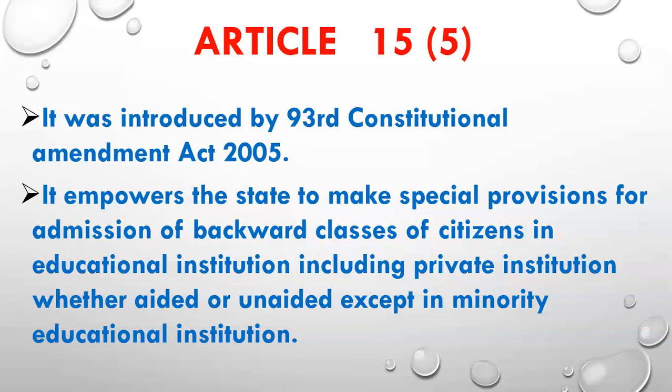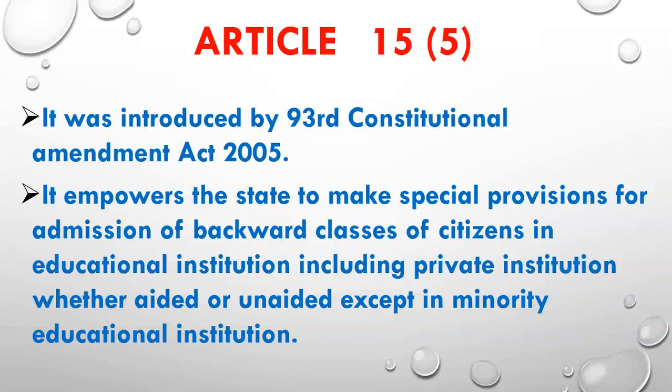Now friends, suppose there is a backward class of citizens. For example, SC is a backward class, and definitely the communities in ST are also backward classes. So let's take the example of SCs. The government has the power to reserve some seats in all educational institutions, meaning schools and colleges, for the members of the SC community. It means that the government, by making a law, can reserve a certain number of seats in all schools and colleges for the members of backward classes, for example SCs and STs.